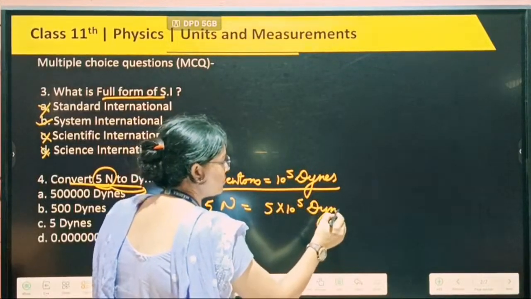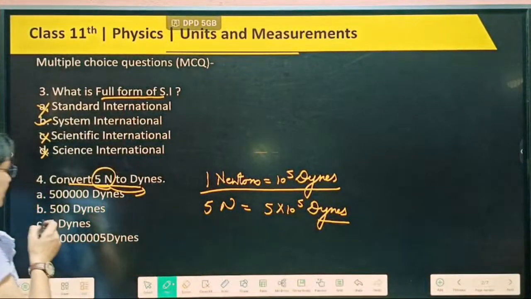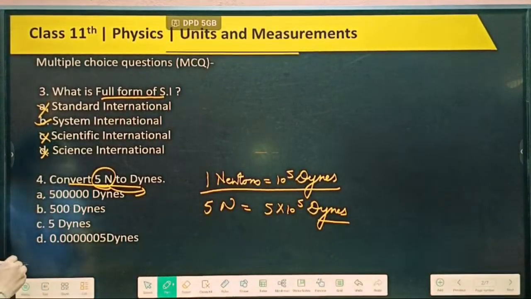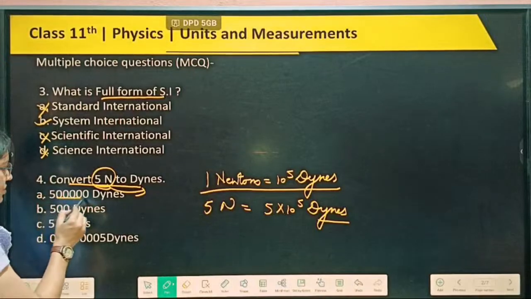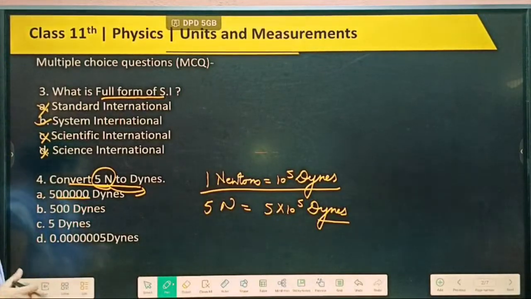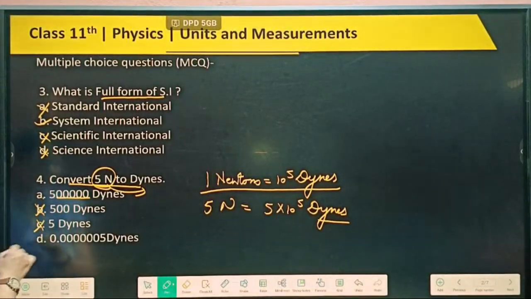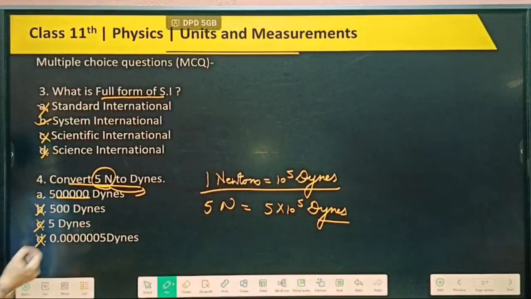So which option will be right? Check here: 5 into 10 raised to power 5, that is 5 followed by 5 zeros, so the first option is the only right option. Next, 500 is wrong. 5 dyne is also wrong. Something with a decimal point is also a wrong option. So the first will be the right option.